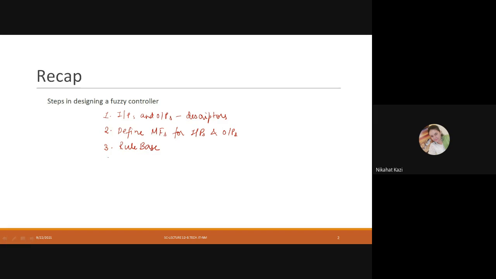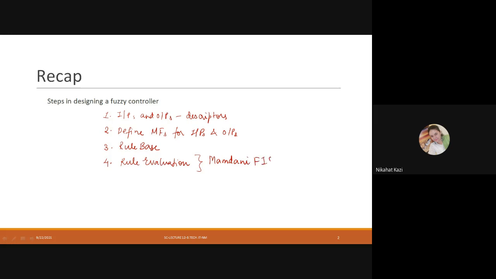Next, once your rule base is ready, you will check whether for a given set of inputs, what you are getting as output, right? So you will test your inference mechanism. That is nothing but rule evaluation. Whatever type of inference system that you have, we made use of what is known as the Mamdani fuzzy inference system.